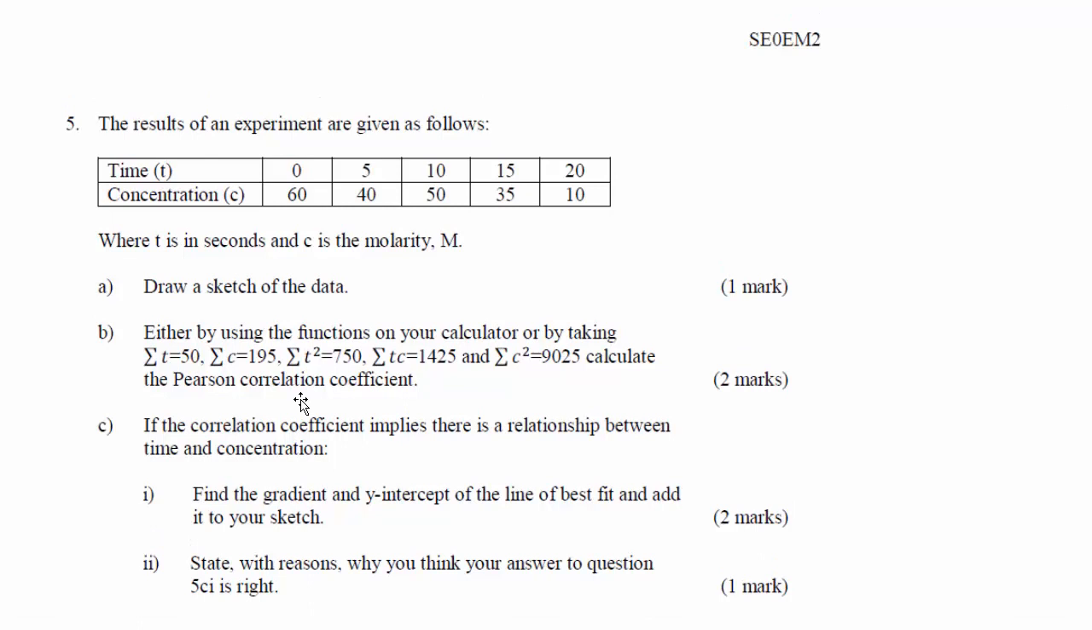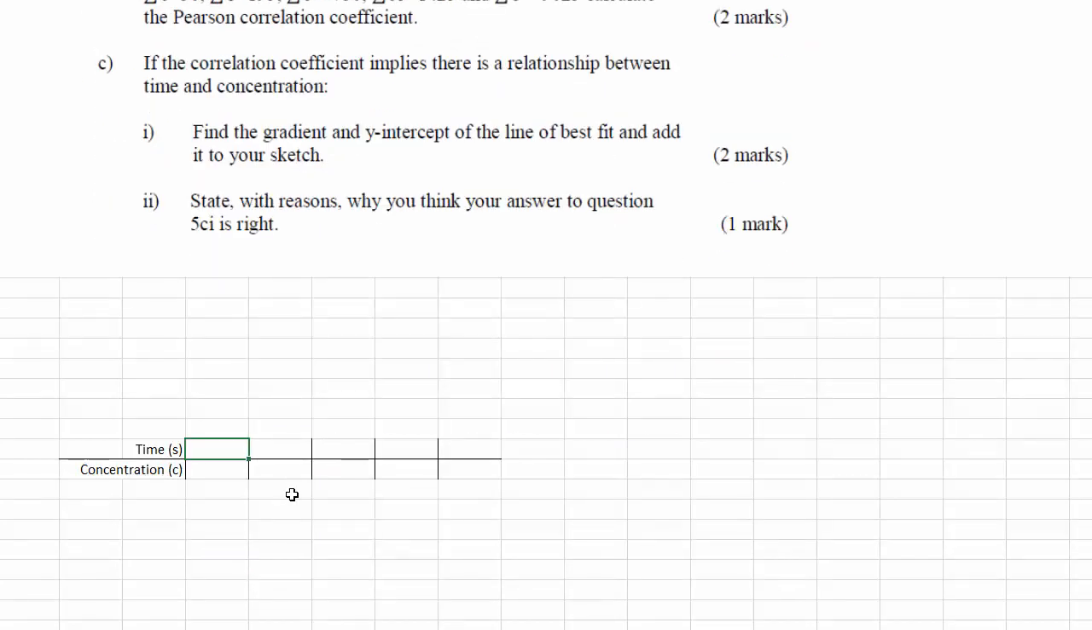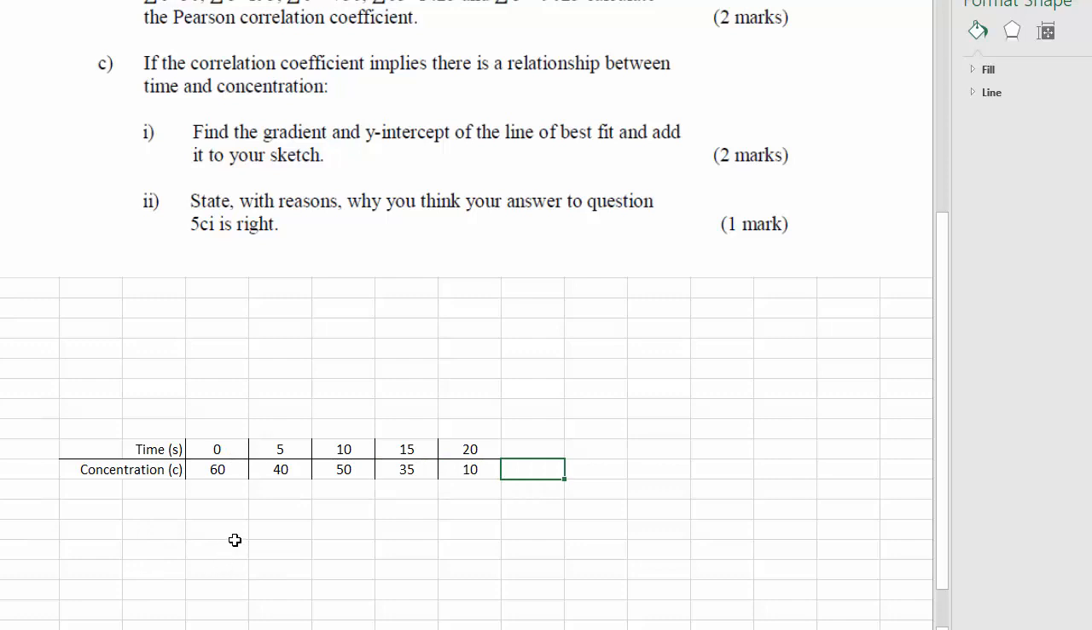I'm going to answer this question using Excel. So first of all we need to enter the data. The time goes from 0, 5, 10, 15 and 20, and the concentration is 60, 40, 50, 35 and 10. And because it's Excel, let's insert a graph. So first identify the data and then go insert scatter graph points.